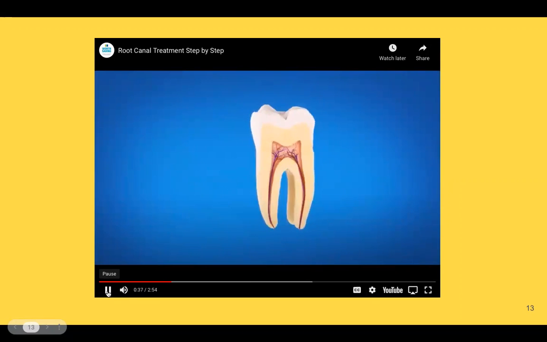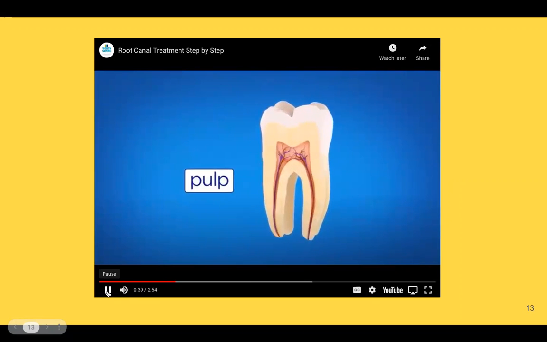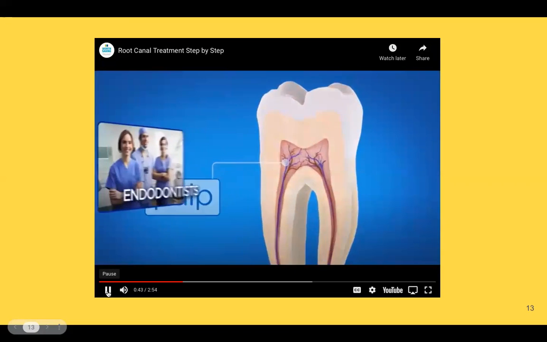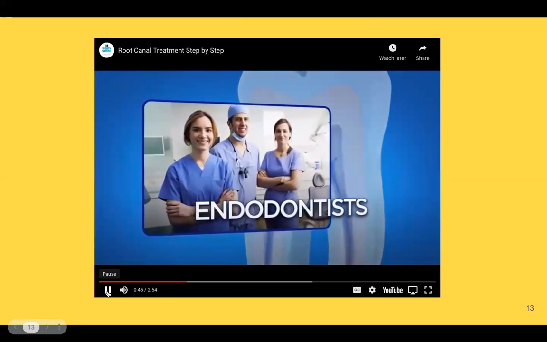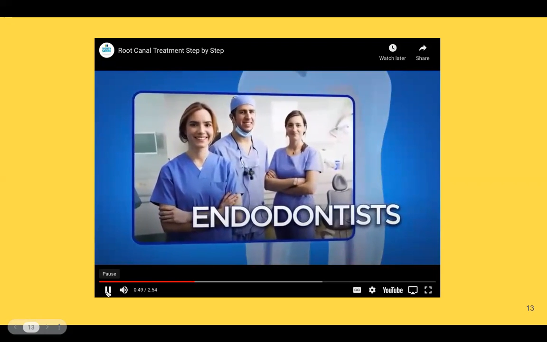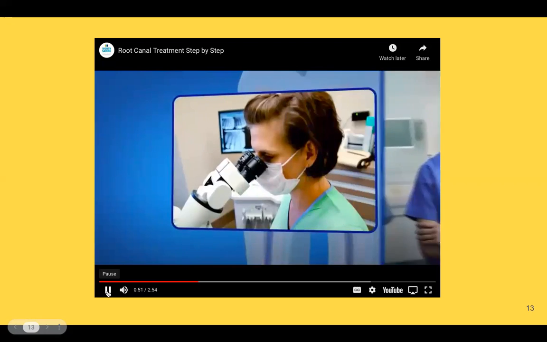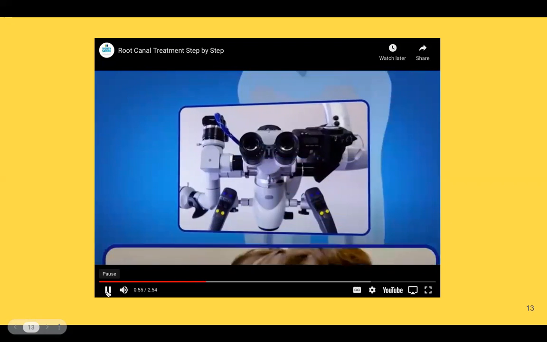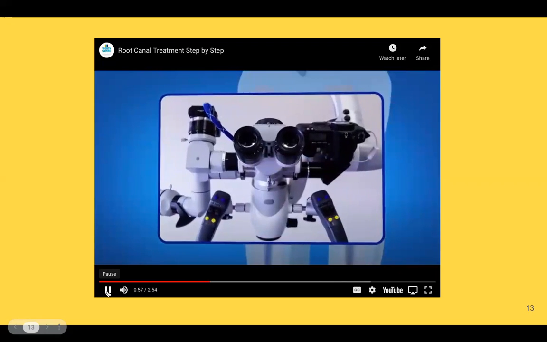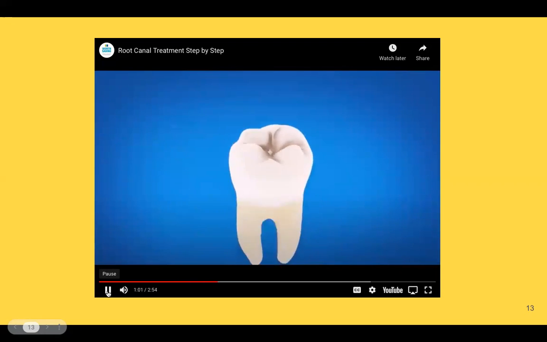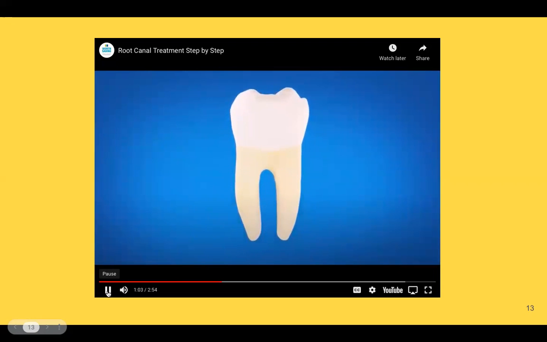Endodontics is a specialized area of dentistry focused on treating disease or injury to the dental pulp. Endodontists are dental specialists with advanced training in root canal treatment. They are experts in saving your natural teeth using state-of-the-art technologies like microscopes and digital imaging to treat you quickly and comfortably. Let's take a step-by-step look at a modern root canal procedure.